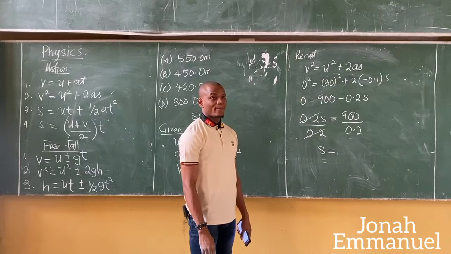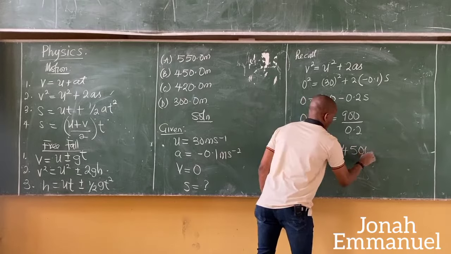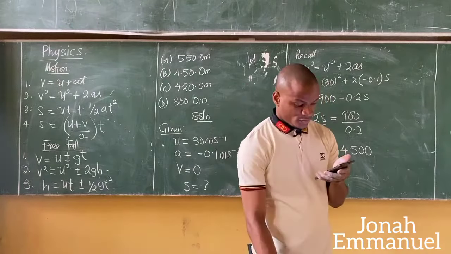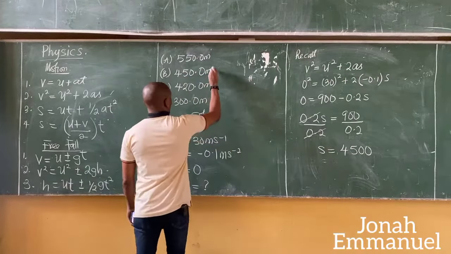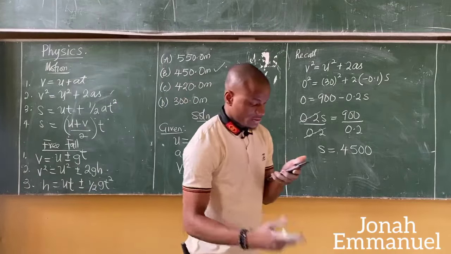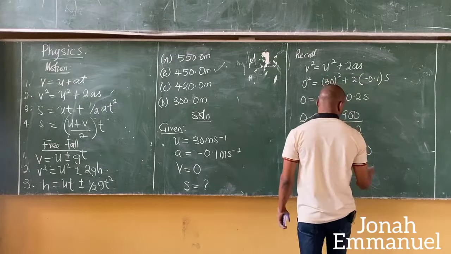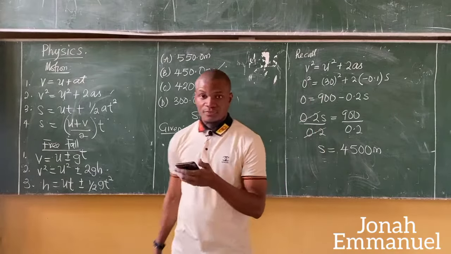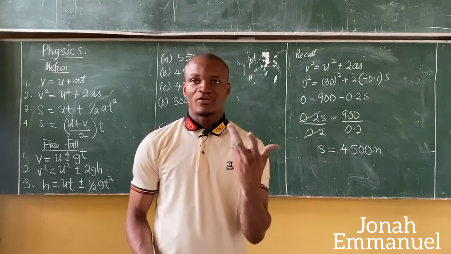What's the value? 4,500. So that's actually B. What's the unit here? Meters. So I think this option is actually wrong. If you're working with JAMB past questions, some of those things are actually wrong like that.